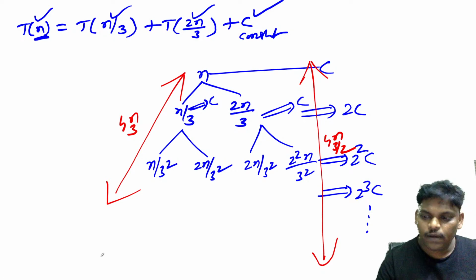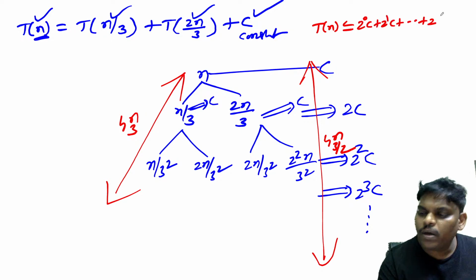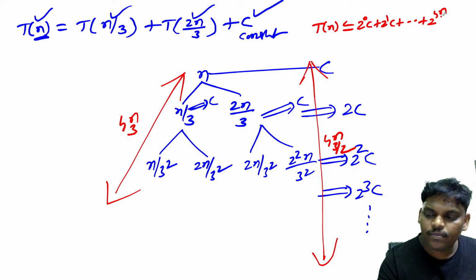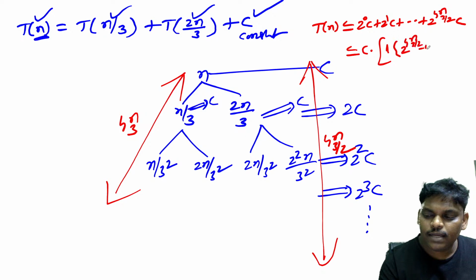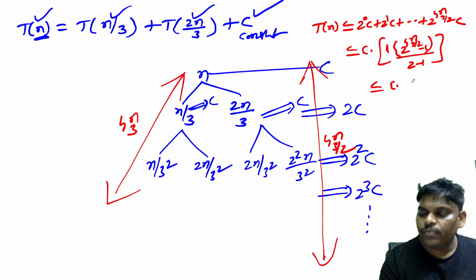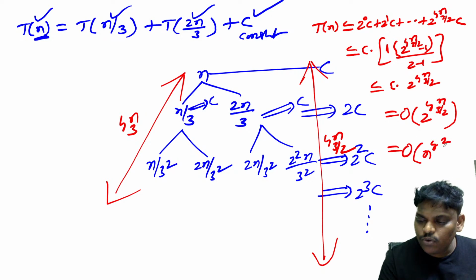If you take the upper bound, T(n) is less than or equal to what series will you get? 2^0 C, 2^1 C, and so on, up to 2^(log n base 3/2), since the height is always divided by 3/2. So it becomes C times a GP series: (2^(log n base 3/2) minus 1) by (r minus 1), where r is 2, which is less than or equal to some C times 2^(log n base 3/2). So finally it is big O of 2^(log n base 3/2), which can be written as big O of n^(log 2 base 3/2). This is the upper bound.